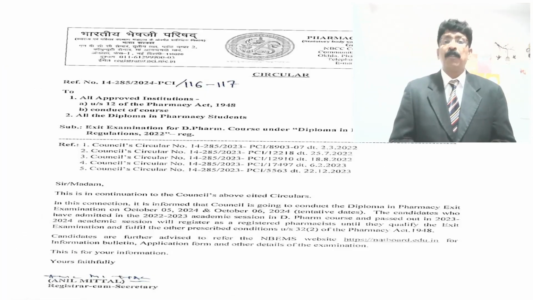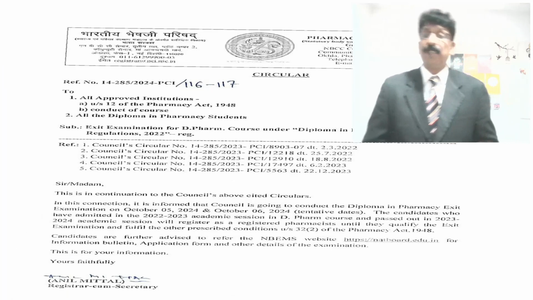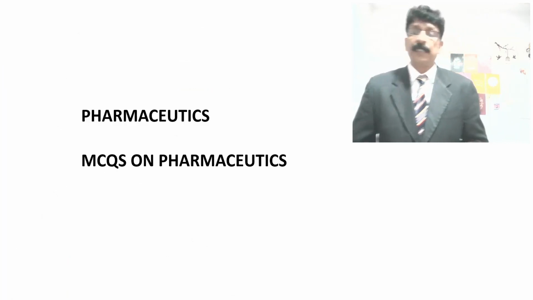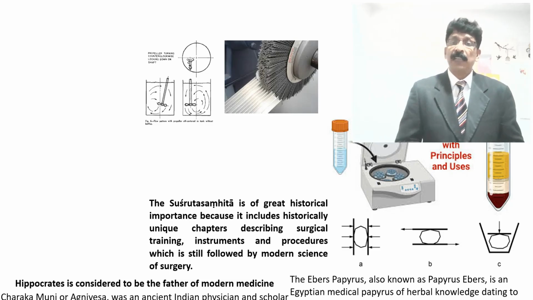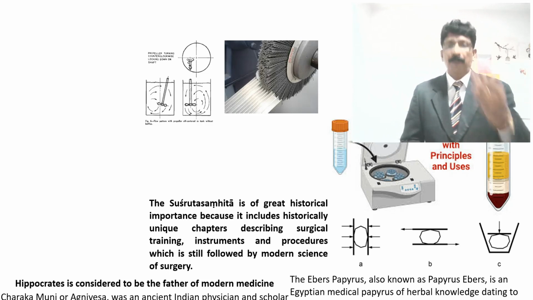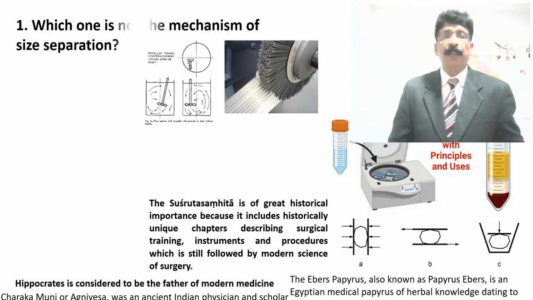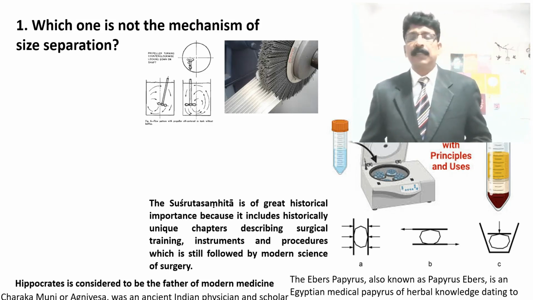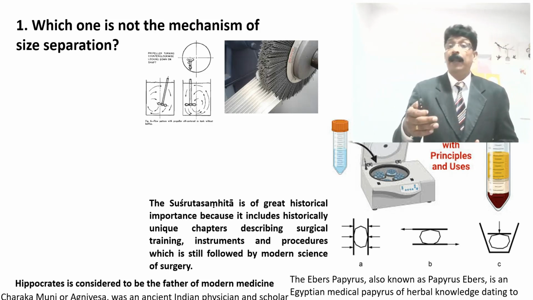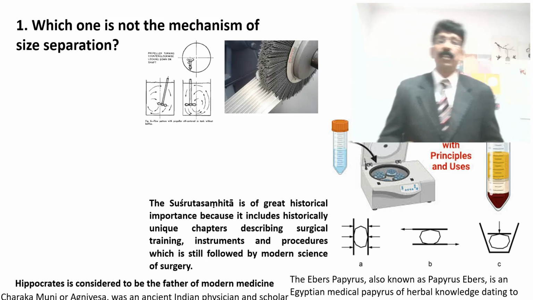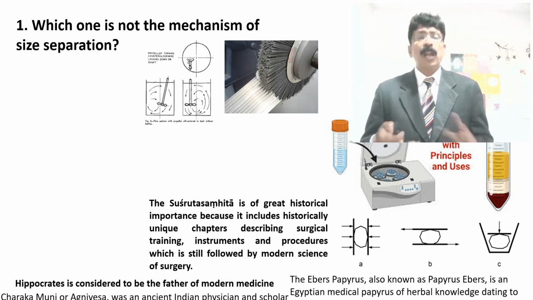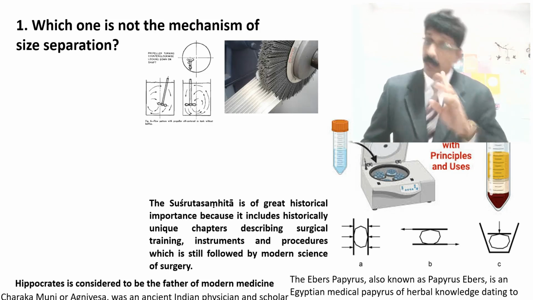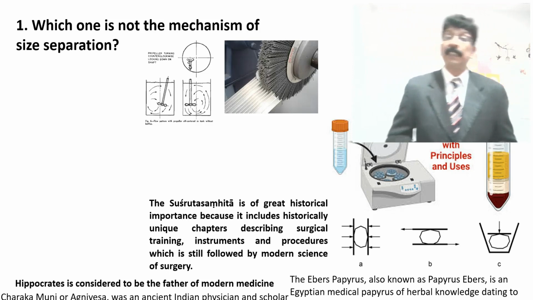Today I have taken Pharmaceutics. This is the order which is given by PCI, Pharmaceutics MCQ, in which I have given some of the things in detail. In every question it is better to know why we want to select this answer in this MCQ, so that the student can answer even if they ask in a different manner or a changed question. Which one is not the mechanism of size separation?